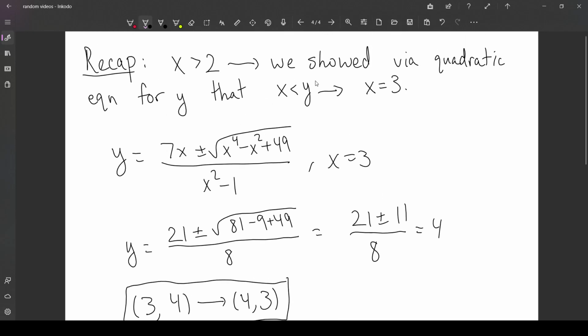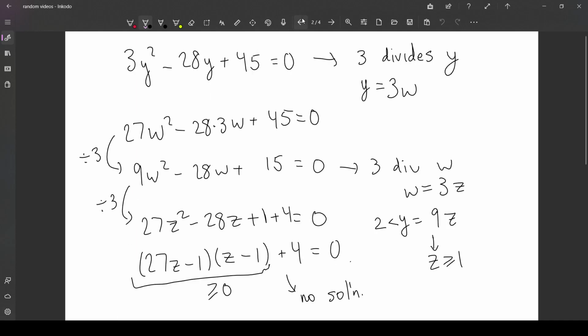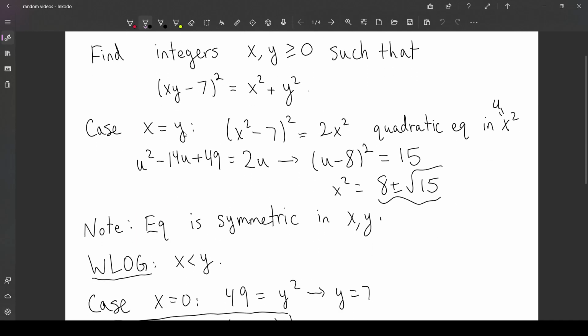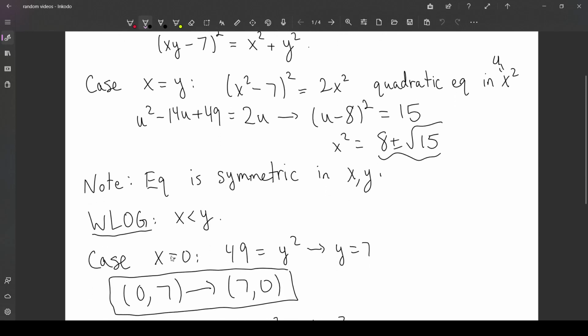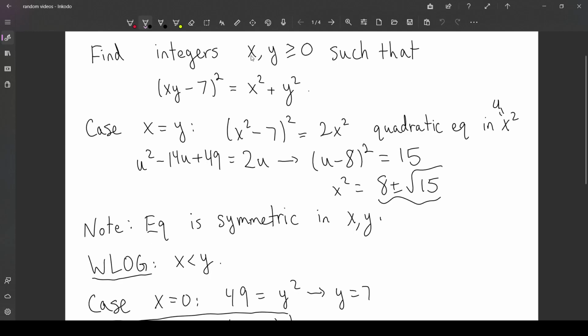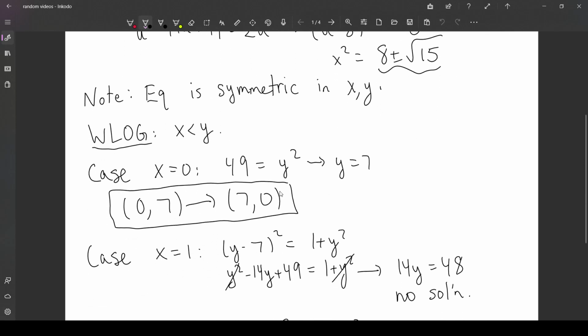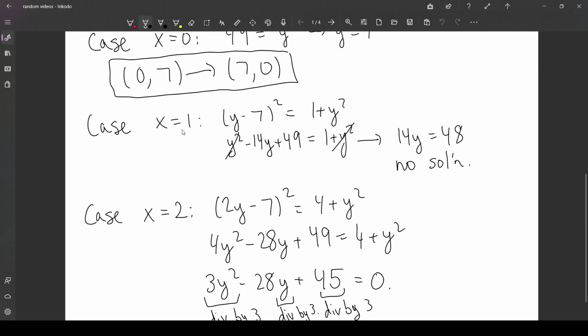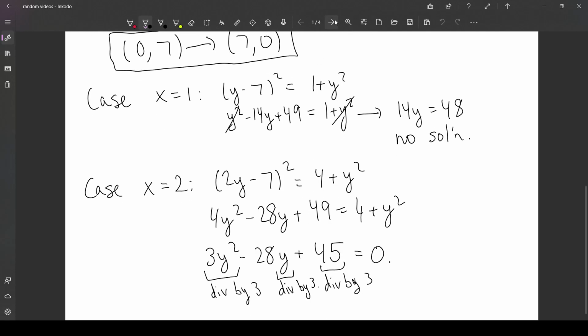And so we've exhausted all of our cases, right? We started with the case x equals y, and we showed there are no solutions there. That means by symmetry, we can just consider x less than y. We did x equals 0, since x and y are non-negative integers, so we can start at 0. We showed that there's a solution for x equals 0, and we can swap x and y to get another solution. We showed x equals 1 and 2 have no solutions.